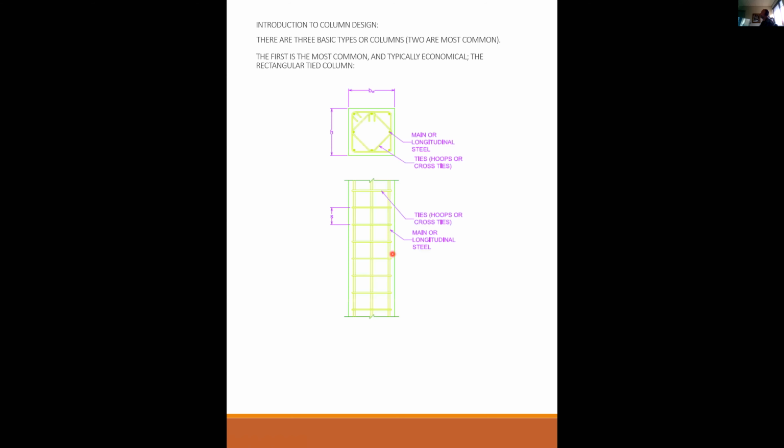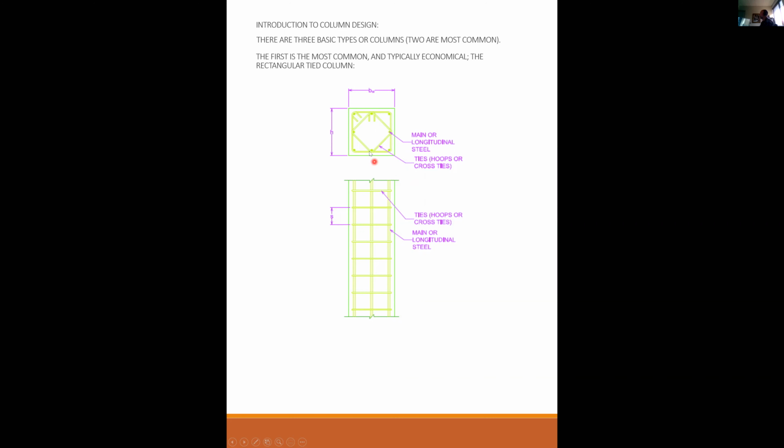Okay, so of how to build a column, there are three basic types of columns, three basic ways of constructing a concrete column. Two are most common. The first is by far the most common and typically the most economical, the rectangular tied column. So there she be. It's a rectangular column. It is tied with individual hoops at a spacing of s. So these ties are regularly spaced at some spacing.